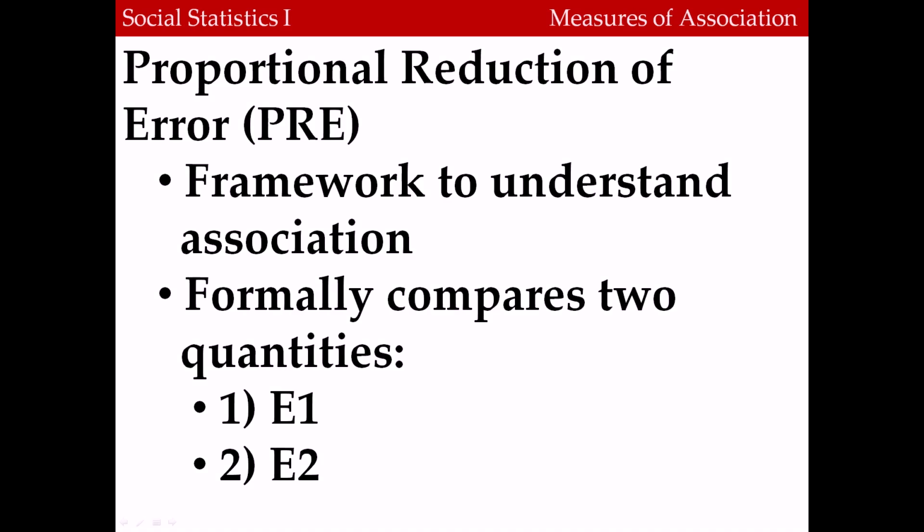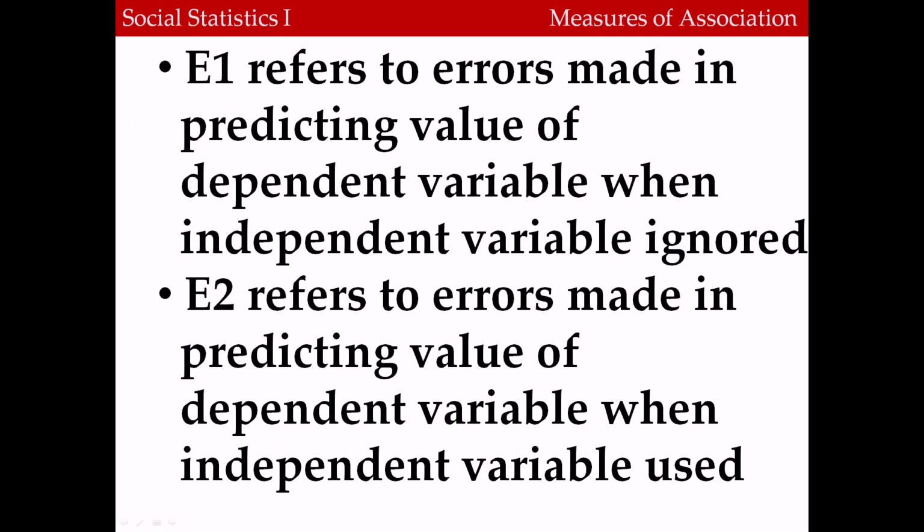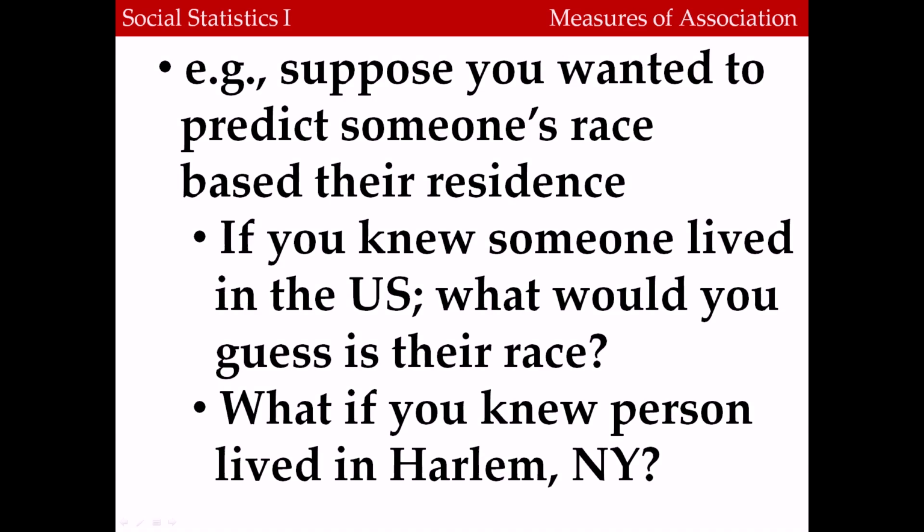It's a formal comparison of two quantities, E1 and E2. E1 refers to errors made in predicting the value of the dependent variable when the independent variable is ignored, and E2 refers to errors made in predicting the value of the dependent variable when the independent variable is used. As an illustration, consider the following example.